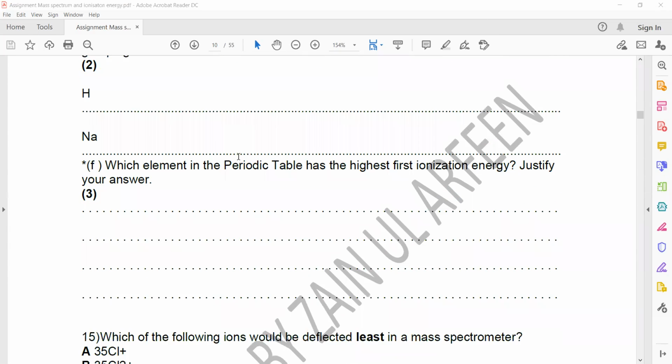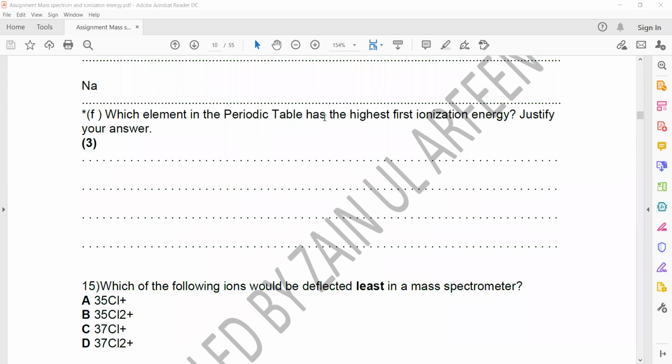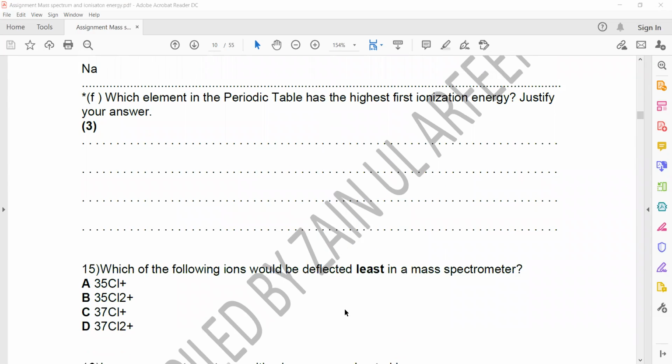Next, which element in the periodic table has the highest first ionization energy, and it's of 3 marks. So which element is having the highest ionization energy? As we discussed, helium is having the highest ionization energy. Yes, that's right. Helium is having the highest first ionization energy. And what is the reason for that? 1 mark for the element, out of 3 marks. So how will you write your answer?